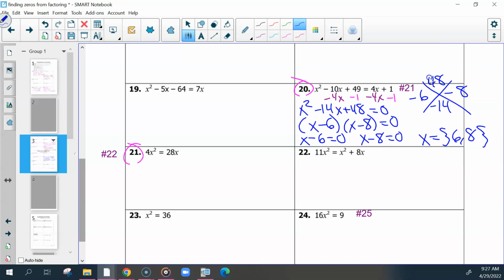For 21, we would do the same thing. But when we move 28x over, we're not actually combining it with anything because it doesn't have anything to combine with. We're just moving it over. So when I subtract it, I'm not actually subtracting it. Subtracting these two, I'm just moving it over.